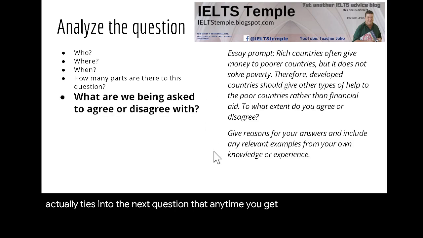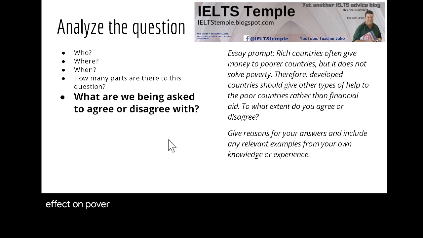That anytime you get a to what extent do you agree or disagree, it's very important that you identify and clarify the meaning and the exact words which represent what it is that we're being asked to agree or disagree with. Okay? So, is it that financial aid, monetary aid, has no effect on poverty? Is that what it's asking us to agree or disagree with? No. How about the reasons for poverty itself? No. The thing you're asked to disagree on is that developed countries should give other types of help to poor countries rather than financial aid.